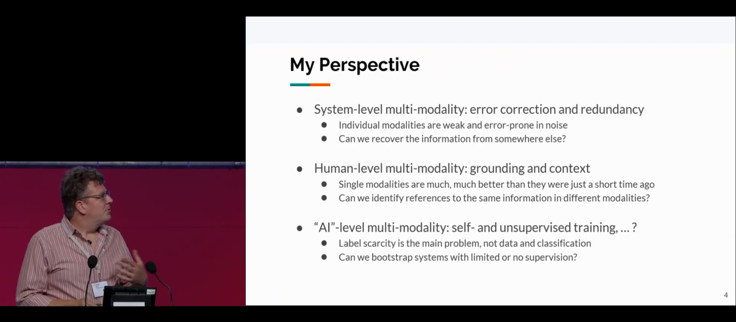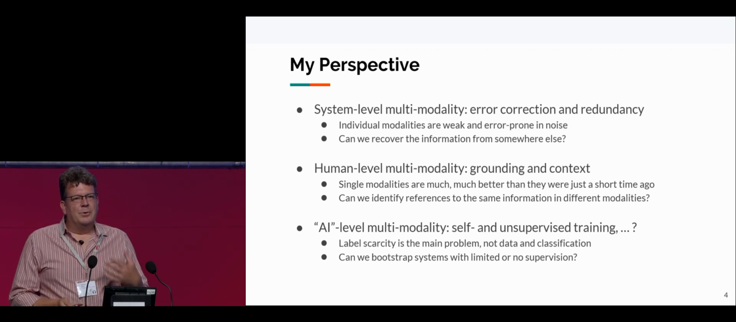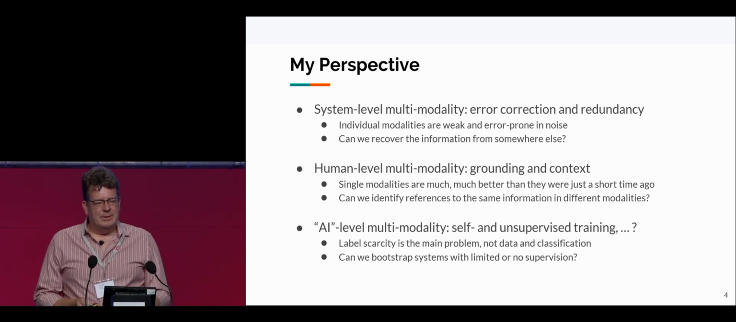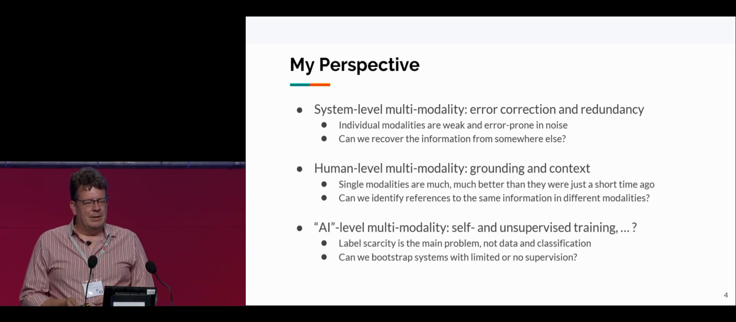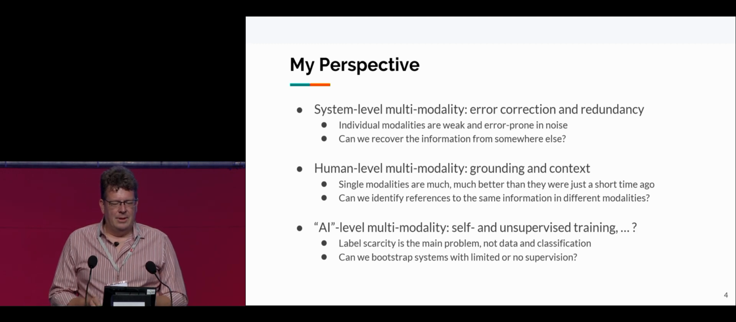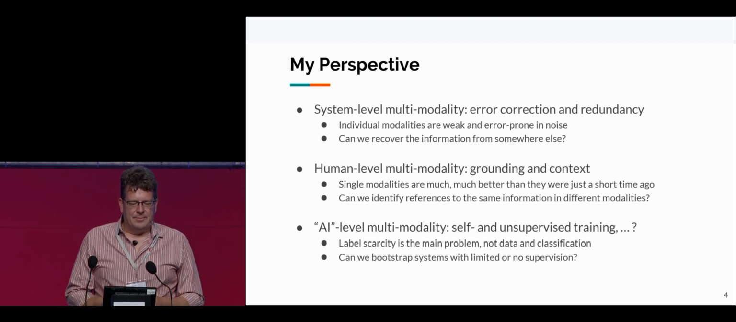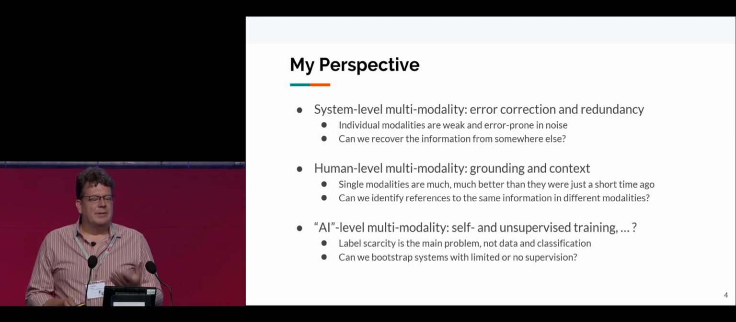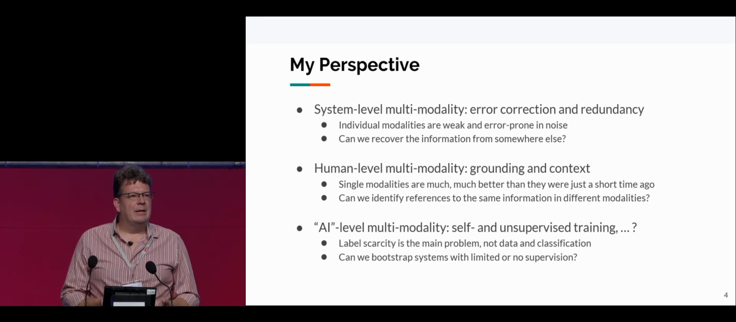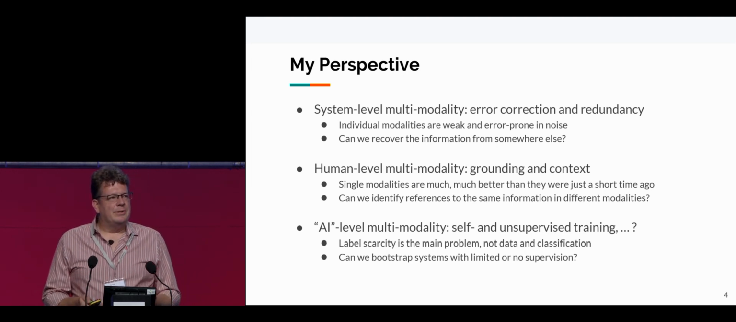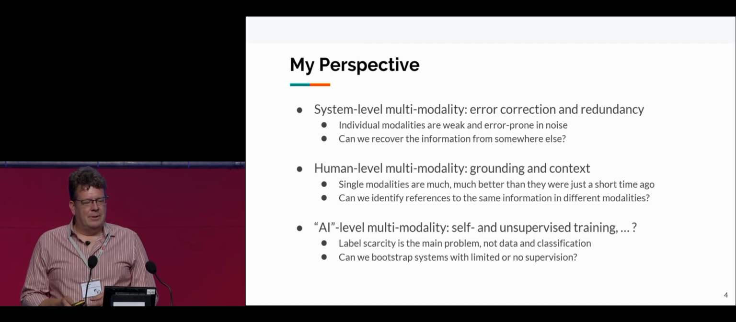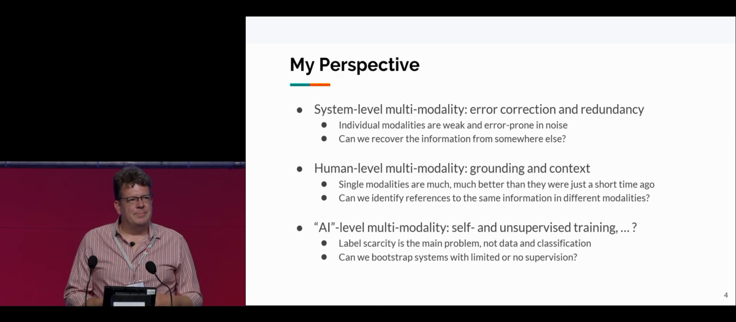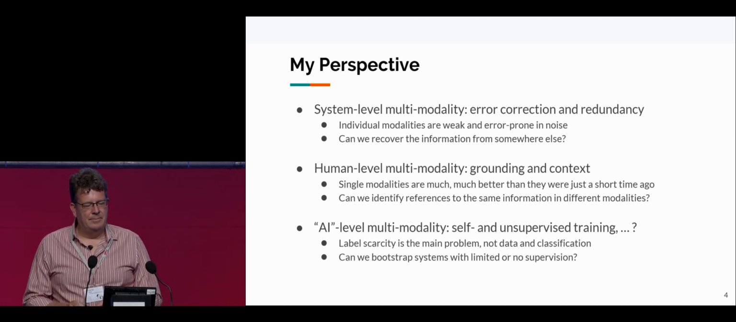I'll structure the talk around viewing multimodality from three perspectives. A more traditional perspective is to ask: can we use multimodality to correct errors in a system, to use redundancy in a system, and work from modalities under the assumption that individual modalities are a little bit weak and error prone? So if we have noise, can we compensate for noise and recover information from different modalities if it's missing in one of the individual modalities?